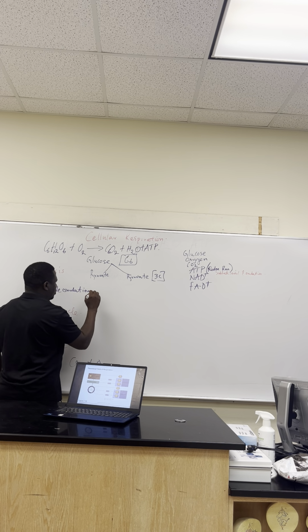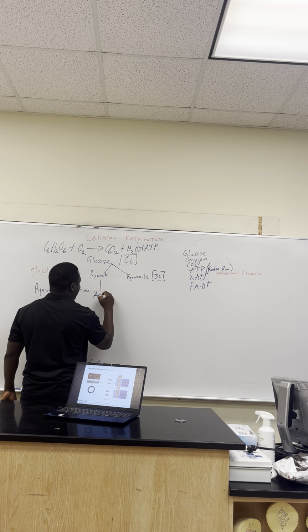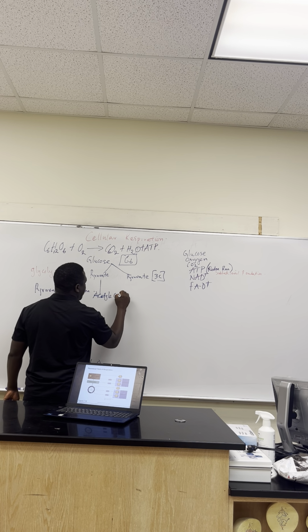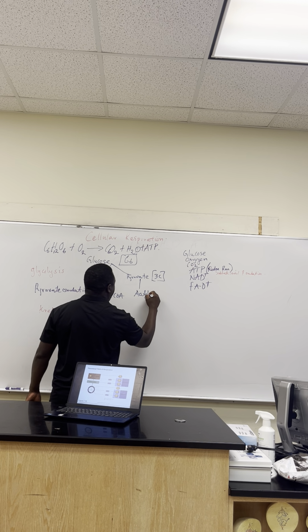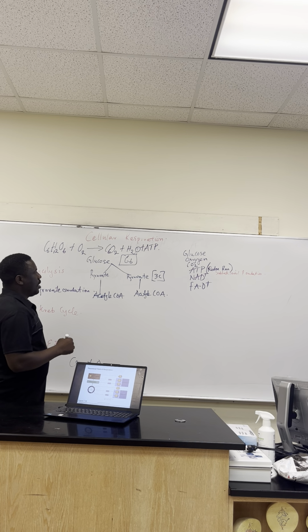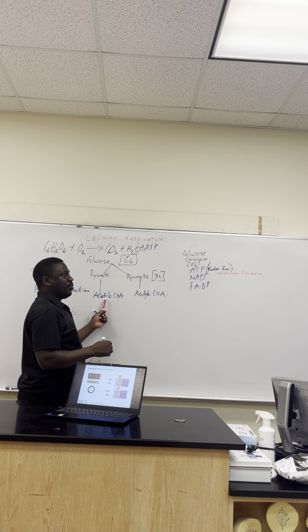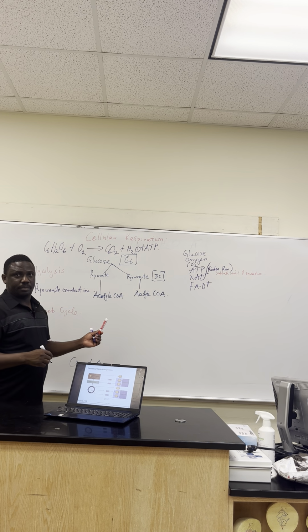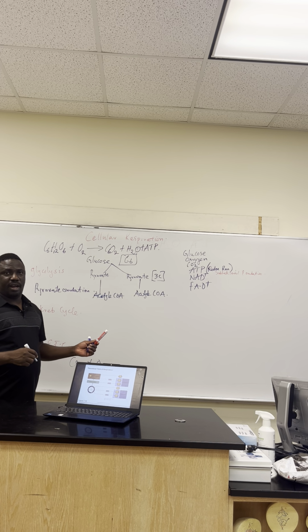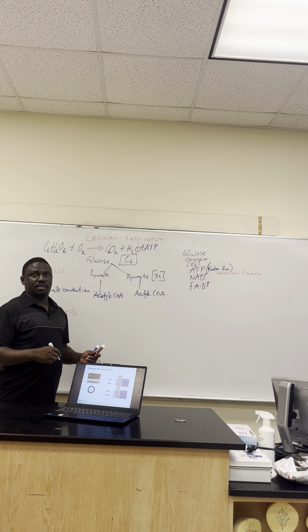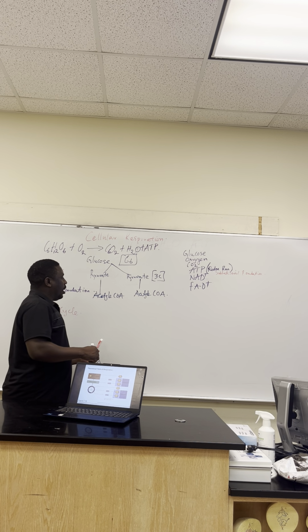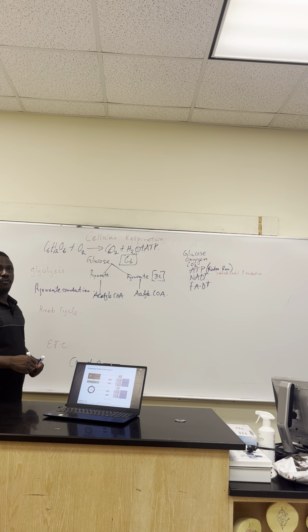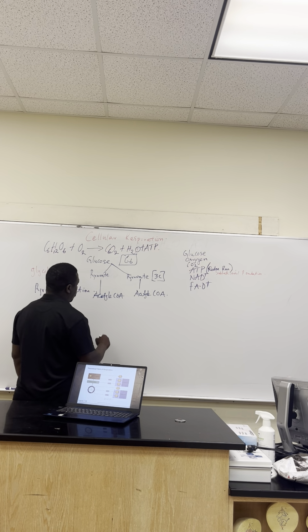So in pyruvate oxidation, we produce acetyl coenzyme A, acetyl CoA. And with acetyl CoA, we then get into a cycle that is called the Krebs cycle. In the Krebs cycle, citric acid, or citrate, is broken down to a 4-carbon molecule called oxaloacetate.